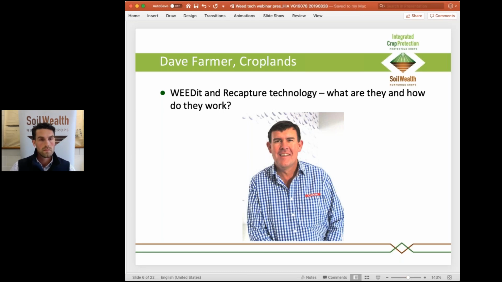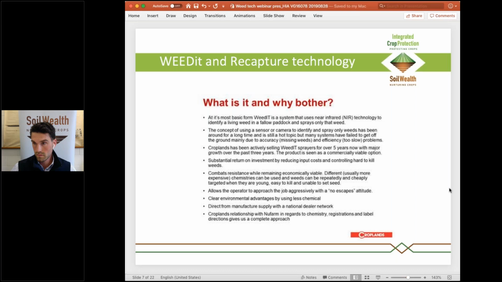What WEEDit does is you still have that camera rolling along the front of the boom. It's mounted to the boom. In that camera there are 5 cameras looking down to the plant. The camera picks up the chlorophyll in the plant and then talks to a nozzle out the back and only fires the nozzle when it says, okay, we're coming along, I see a green weed, I'm going to spray that green weed. That is the simplicity of WEEDit.